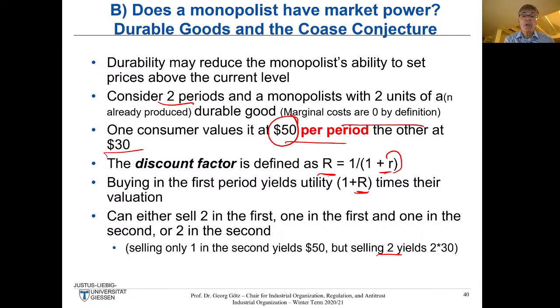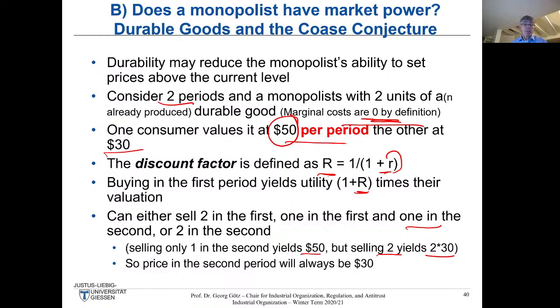Okay, because in the second period, remember, you have marginal cost of 0. You have it already available. If you sell 2 units, you have a revenue of 2 times 30, which is 60, which is higher than 50. Okay, so the price in the second period will always be 30, irrespective if you have only 1 consumer in the second period. Of course, the price will be 30. If you have 2 consumers in the second period, the price will always also be 30. Now, yeah, that's what I just explained to you.